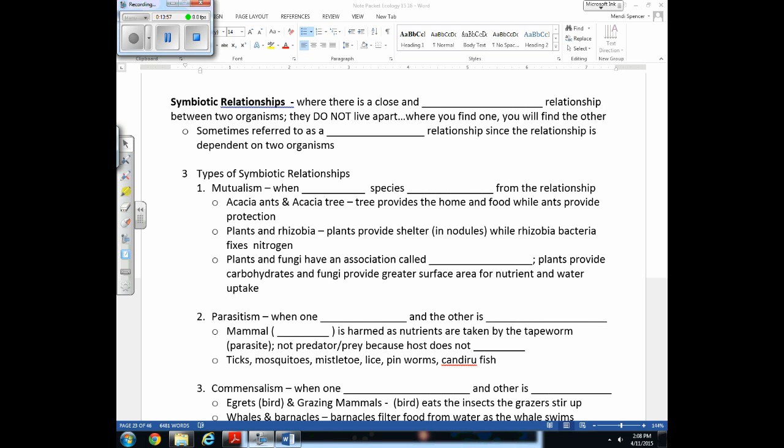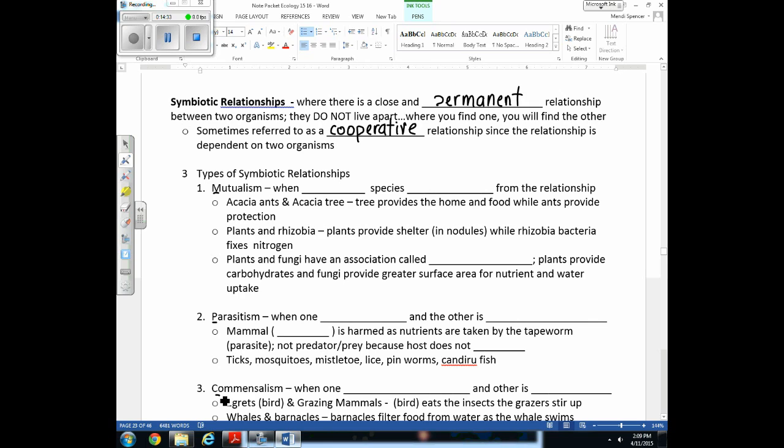All right, so on to that third relationship, that symbiotic relationship. Now, you can tell a relationship is symbiotic if it is a permanent relationship between two species. Where you find one, you will always find the other. They do not live apart from one another. And like I mentioned before, sometimes this is called a cooperative relationship, especially when we talk about mutualism. You'll understand why sometimes these relationships are said to be cooperative. So there's three types of symbiotic relationships. There's mutualism, parasitism, and commensalism.